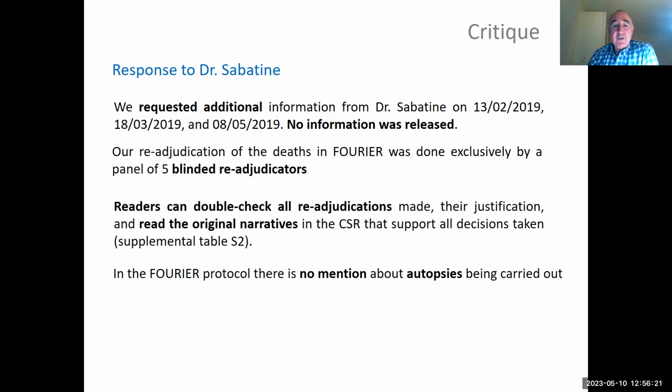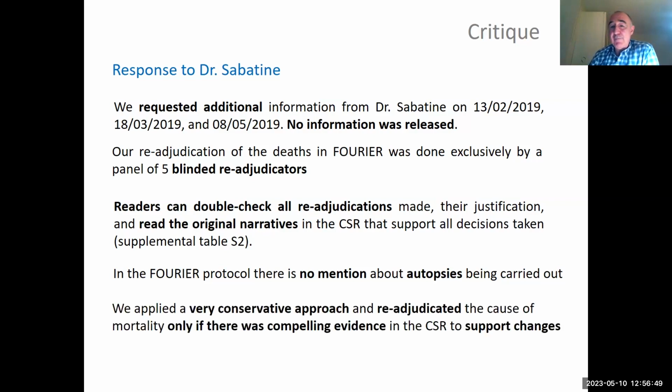Dr. Sabatine mentioned that they had autopsies, but in the trial protocol there's no mention of autopsies, and what is more, in the clinical study report there are only 2 paragraphs where autopsies are mentioned, just to let readers know that no autopsies were carried out. And we also applied a very conservative approach and re-adjudicated the cause of death only if there was compelling evidence in the clinical study report to support changes.